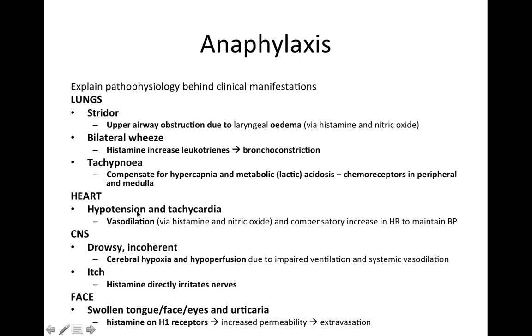The hypotension and tachycardia are due to the vasodilation via histamine and nitric oxide and a compensatory increase in heart rate to maintain blood pressure. They become drowsy and incoherent because of the cerebral hypoxemia and hypoperfusion, and they get an itch because the histamine directly irritates the nerves. And they get swollen tongue, face, eyes, and urticaria because the histamine acts on histamine 1 receptors, which increase permeability, and then they get extravasation of fluid into their body.